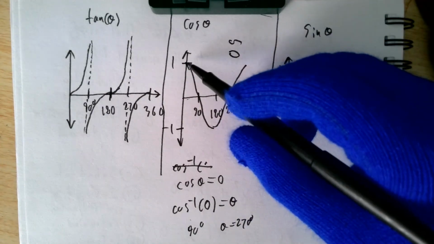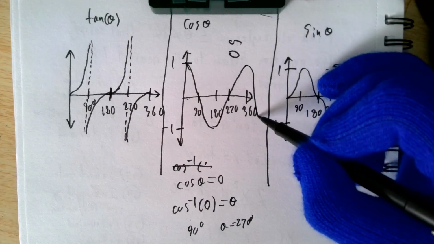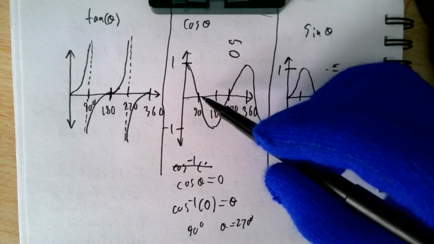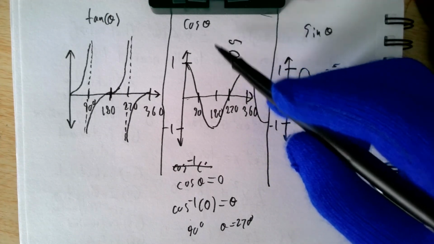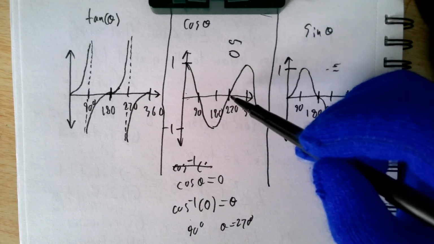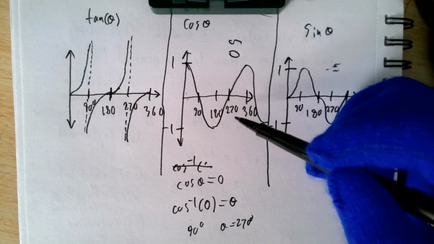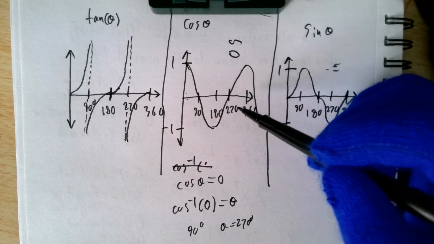Now, these graphs don't just stop here. They continue with this pattern, going on and on and on until infinity. So there are infinite amount of degrees in which cos theta is going to be equal to 0. But since they ask from 0 to 360, you get 270. Because there are infinite amount of degrees, the calculator just returns you the smallest one, as opposed to trying to return you all, because it can't do that.